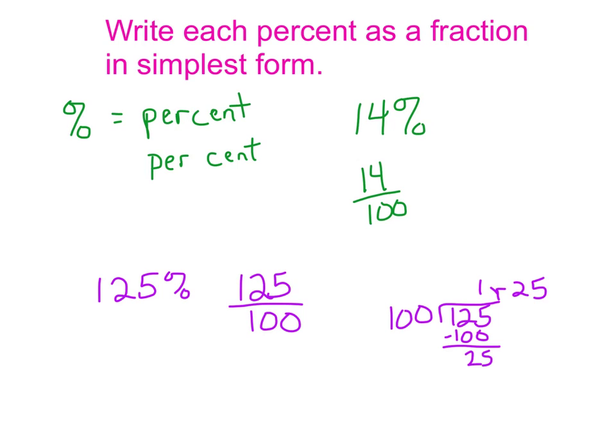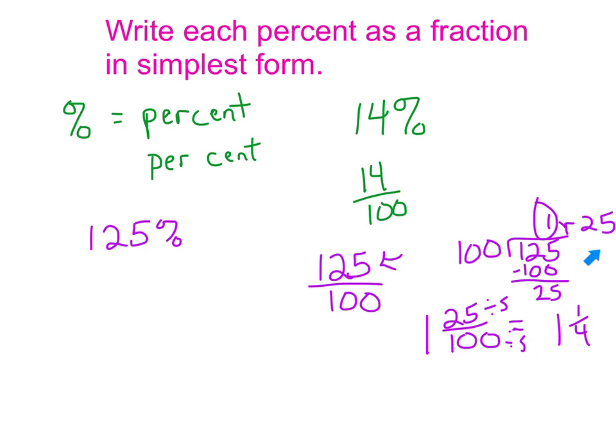And remember, to write that as a mixed number, I would go 1, because that's this right here. The remainder becomes my numerator, and my denominator is what I divided by. Okay, it's that 100. And so this, if I simplify it down and I divide both these by 5, would give me 1 and 1/4. So this over here is one way that I could turn this percentage into a mixed number.